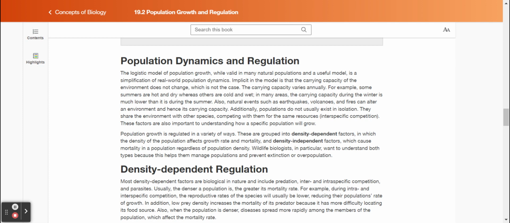Additionally, populations do not usually exist in isolation. They share the environment with other species, competing with them for the same resources, interspecific competition. These factors are also important to understanding how a specific population will grow. Population growth is regulated in a variety of ways. These are grouped into density-dependent factors, in which the density of the population affects growth rate and mortality, and density-independent factors, which cause mortality in a population regardless of population density. Wildlife biologists, in particular, want to understand both types because this helps them manage populations and prevent extinction or overpopulation.